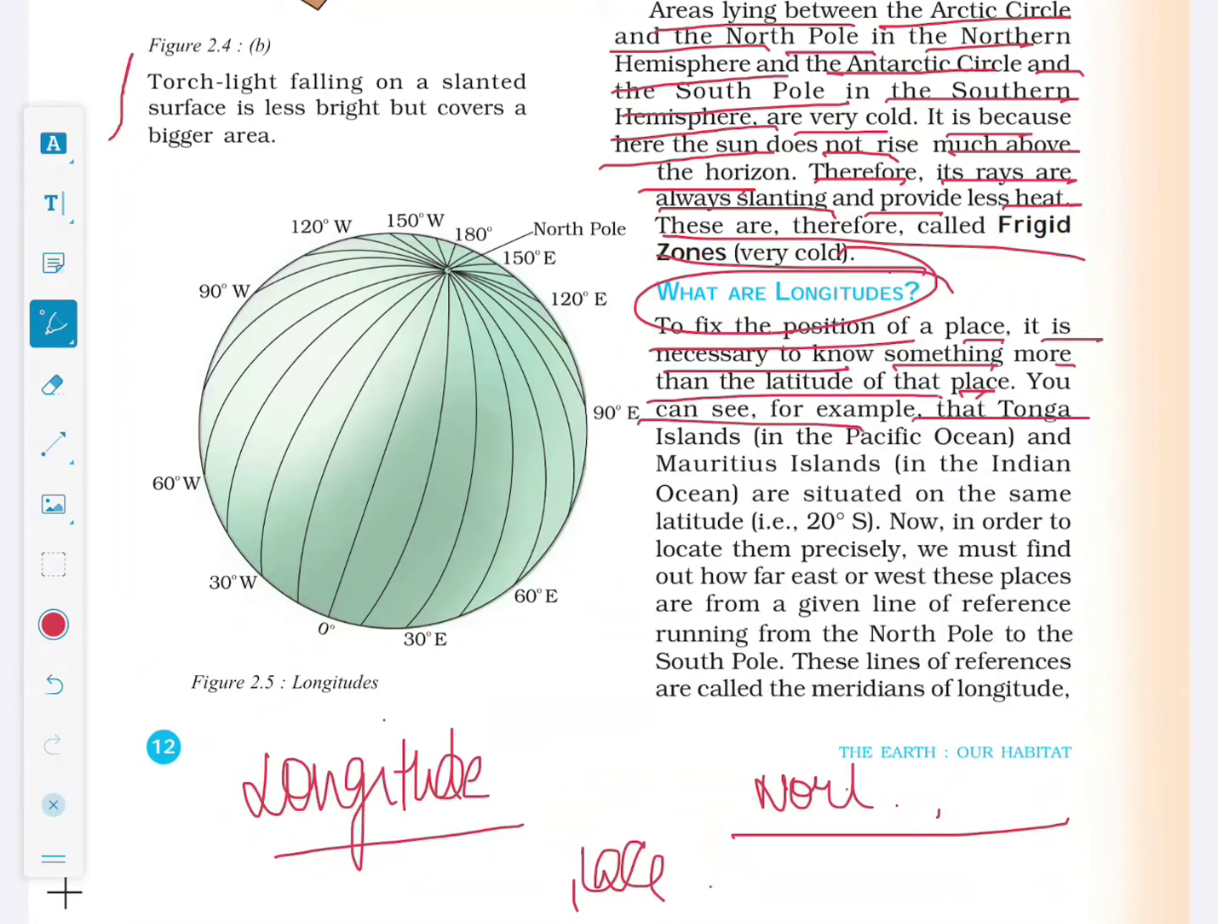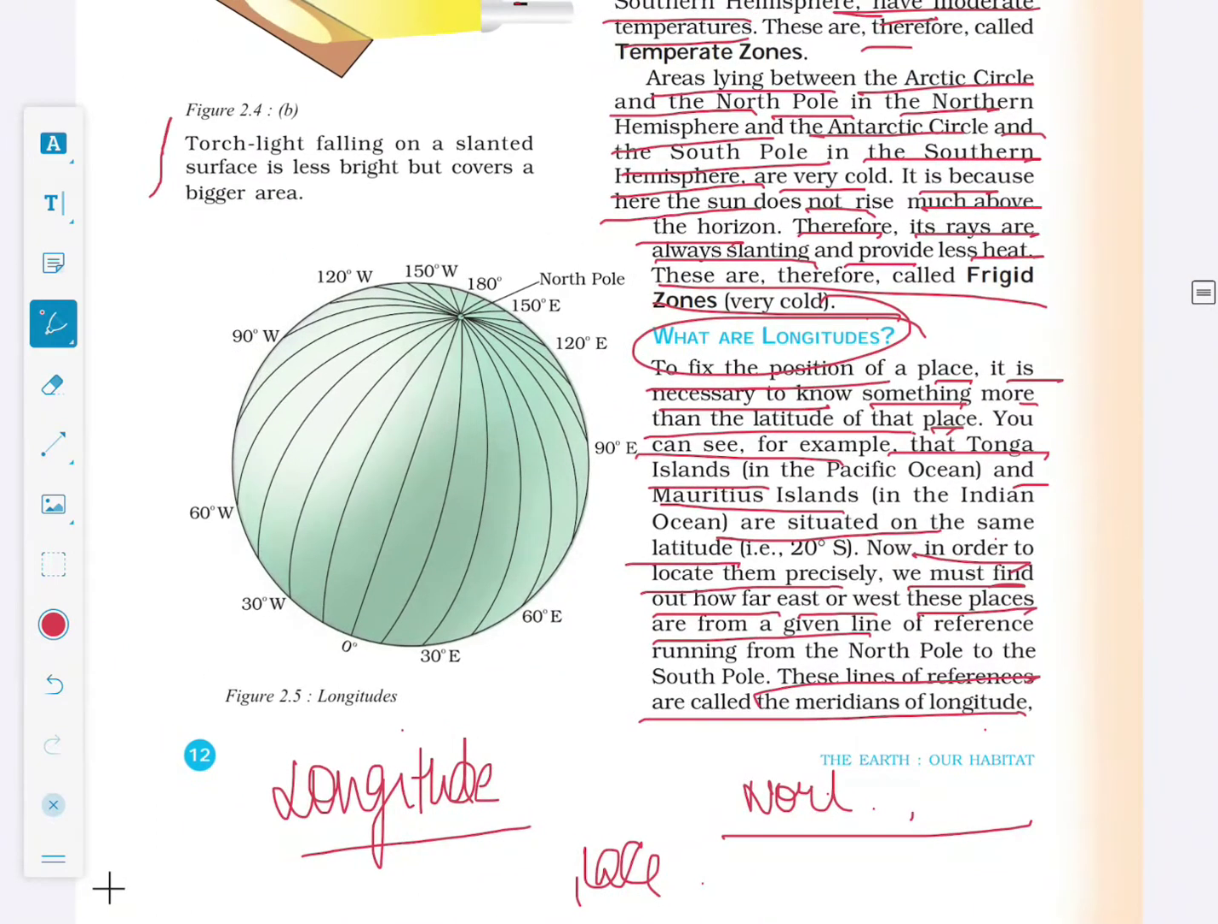You can see, for example, that Tonga Islands and Mauritius Islands are situated on the same latitude. Now, in order to locate them precisely, we must find out how far east or west these places are from a given line. These lines of reference are called meridians of longitude. In short, we can say that longitude is used for measuring time.